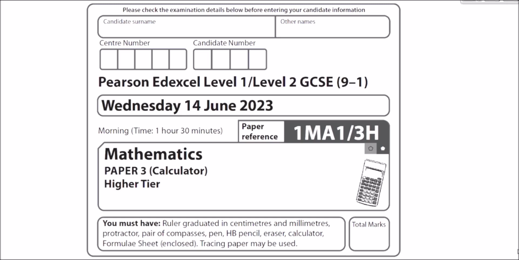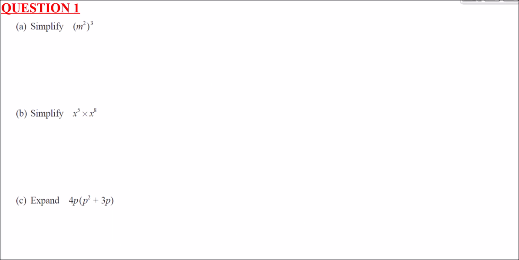Let's have a look together, pick through question number 1. 1a is laws of powers. So simplify m squared cubed. Now, that means m squared times m squared times m squared. Basically, it's that 3 times.